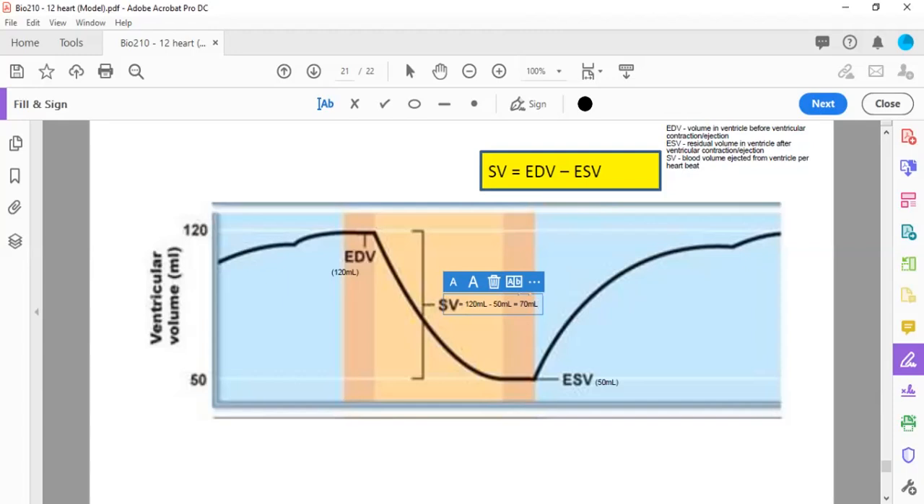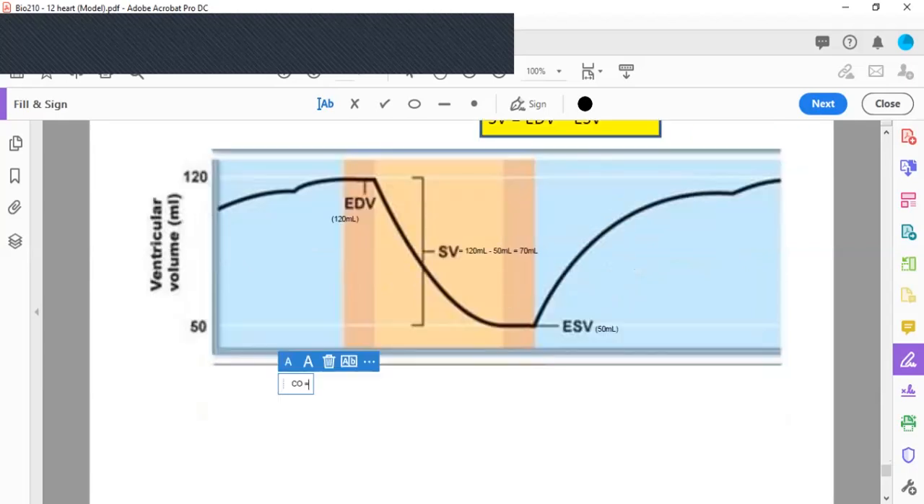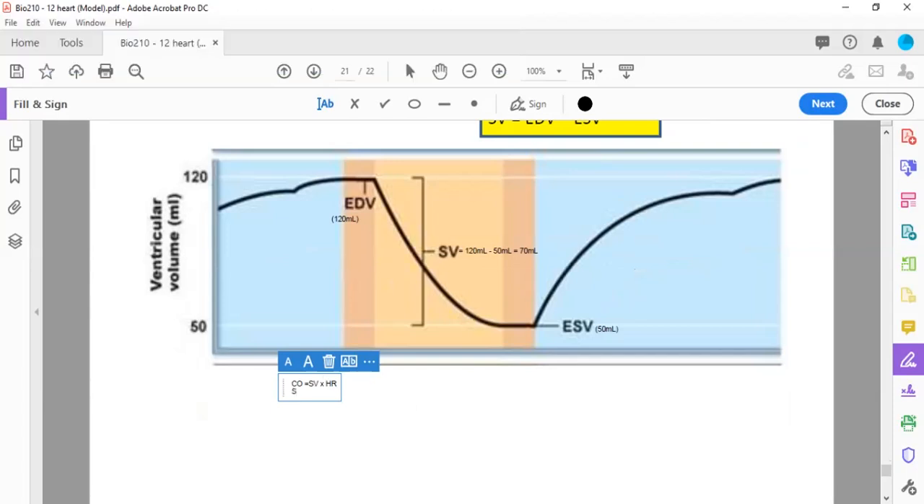So on the exam, I would do the same thing. I have to give you the value for EDV and ESV if I want to find out stroke volume. So this is an example. So far, the equations that you need to know are CO, cardiac output, equal to stroke volume times heart rate. That's the first equation. The second equation would be stroke volume equal to EDV minus ESV. So far, you need to know two equations.